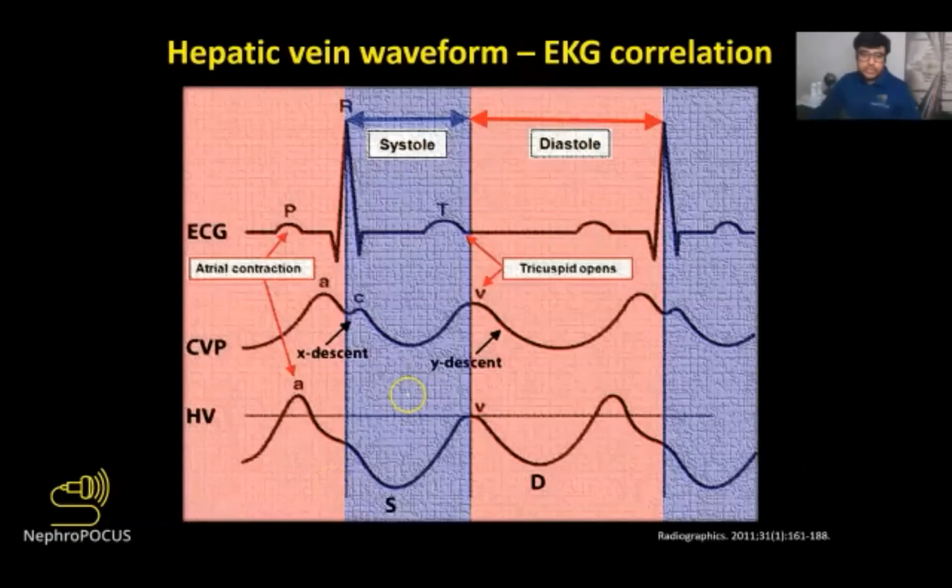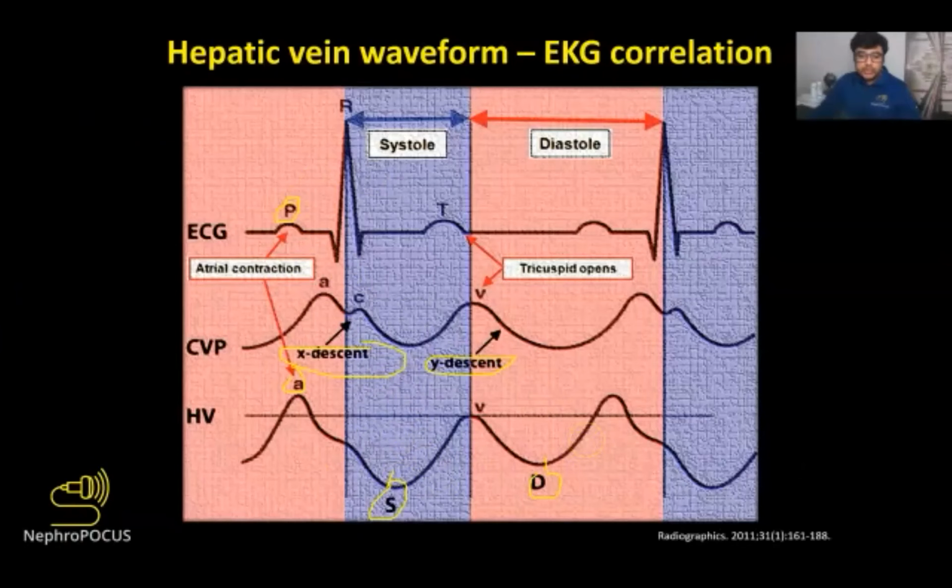And this is very similar to the central venous pressure waveform. So the hepatic S wave, or the systolic wave, corresponds to the X descent of the central venous pressure waveform, and the D wave corresponds to the Y descent. And when you have EKG, the A wave follows the P wave of the EKG, the S wave follows the R wave of the EKG, and the D wave follows the T wave of the EKG.